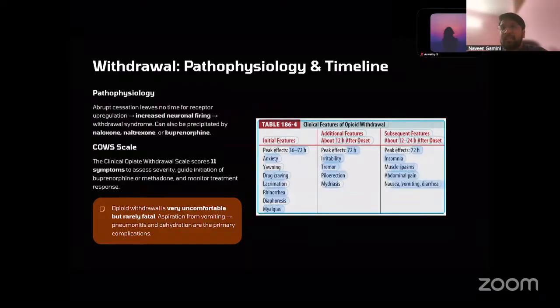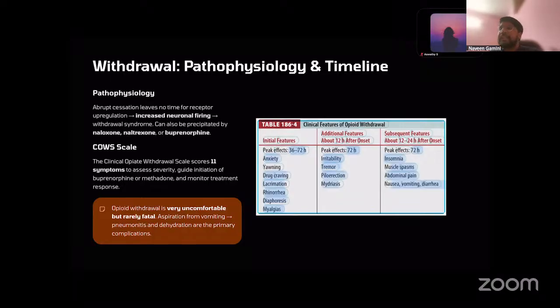Now, we have something called the COWS scale. It is the Clinical Opiate Withdrawal Scale. It consists of 11 symptoms. We assess the severity, and with the help of this scale, we can guide the initiation of buprenorphine or methadone, and also monitor the treatment response.